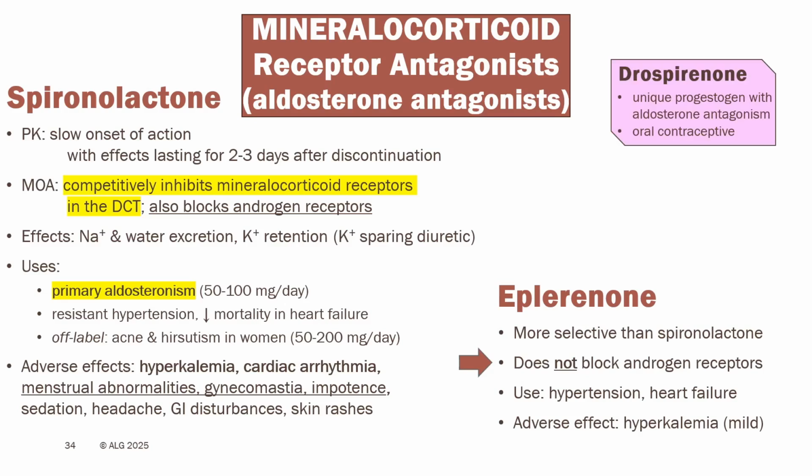Drospirenone is an analog of spironolactone. It is a unique progestogen with aldosterone receptor antagonism. It's mainly used as an oral contraceptive.